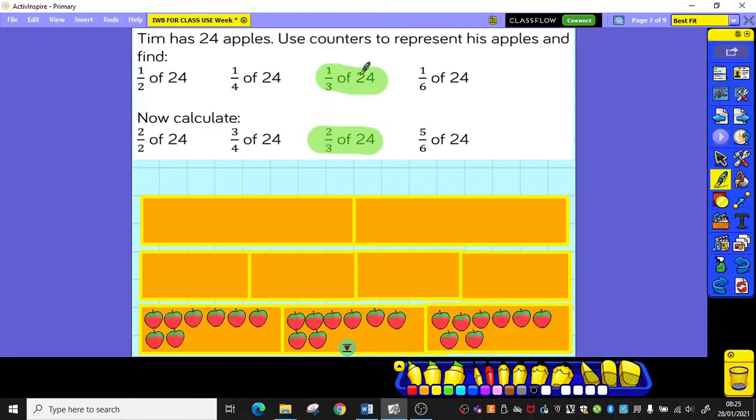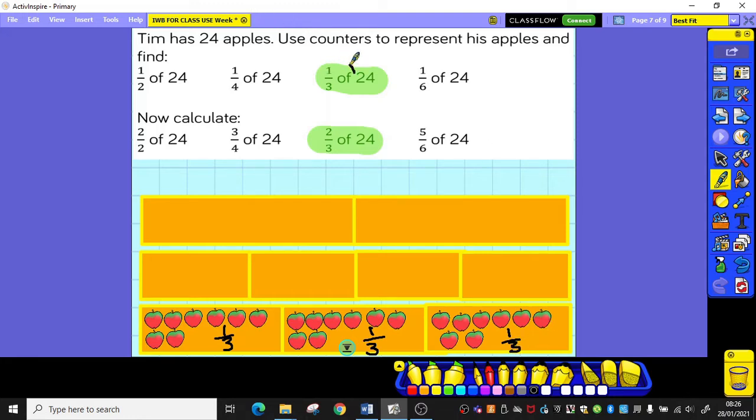So let's have a look at this one then. This is obviously now finding thirds. So I can see on this fraction wall that I've got 3 boxes. My 24 counters or apples have been shared amongst the 3 boxes, and I can see that in each box I've got 8. Okay, so this box is worth a third, it's got 8 apples in it. This box is worth a third, this box is also worth a third.